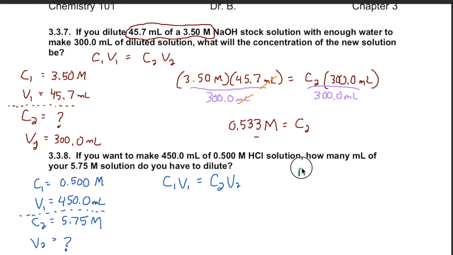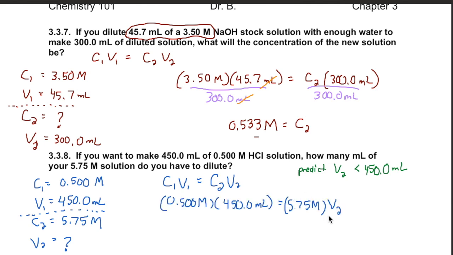So let's make a prediction that V2 should be smaller than 450 milliliters. And we can use this to double check our answer. If we come up with a volume that's a lot more than 450 milliliters, then we'll have to wonder how did we dilute that to only get 450 milliliters.